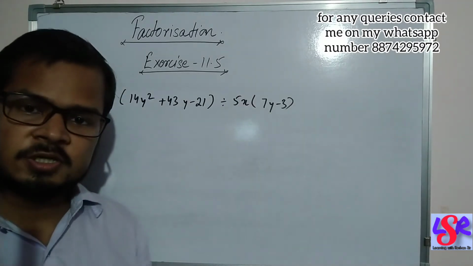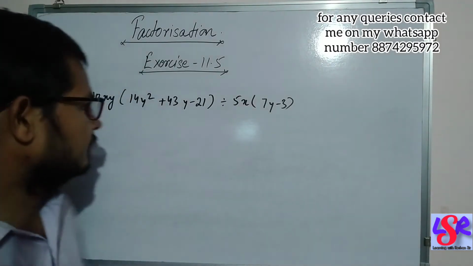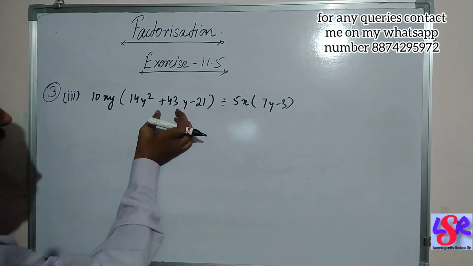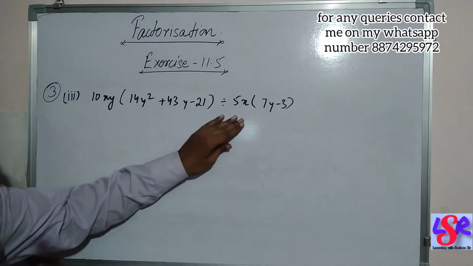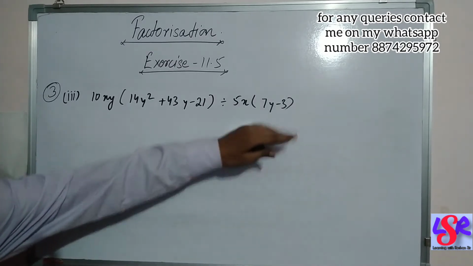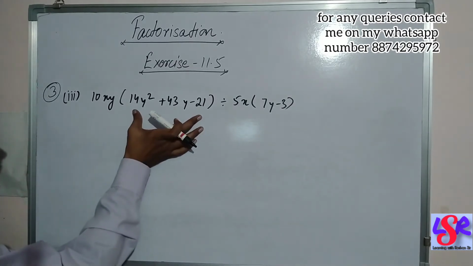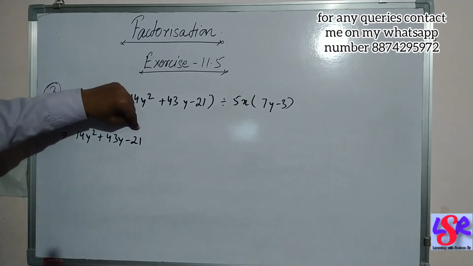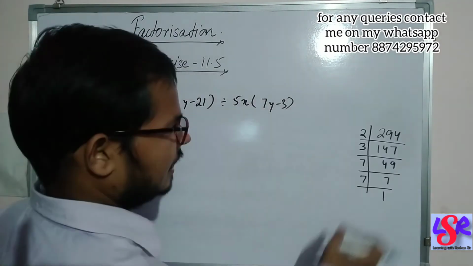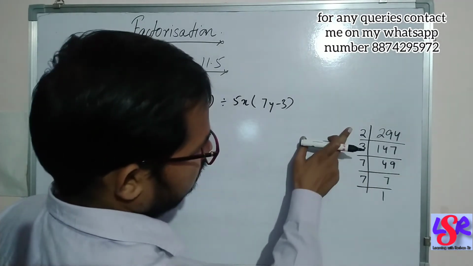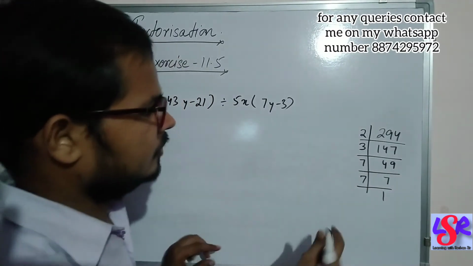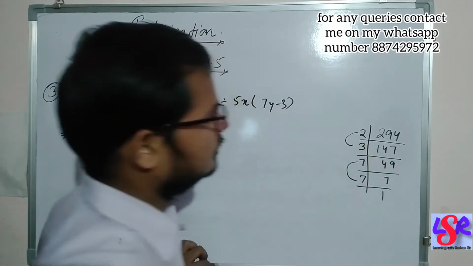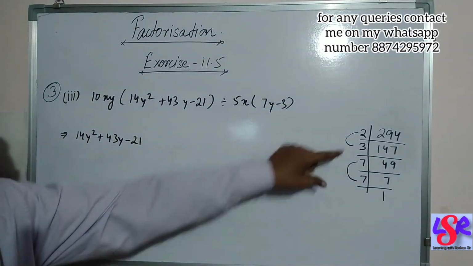Now let's go with the third part of question number 3, and here we are having 10xy, 14y square plus 43y minus 21 divided by 5x, 7y minus 3. First of all, we are going to factorize this by using the splitting middle term. Now here 14 into 21, that is 294, and the prime factorization of 294 is 2, 3, 7 and 7. Now we are going to make two sets, that is 7 into 7, 49, and 2 into 3, 6, and 49 minus 6 will be 43.